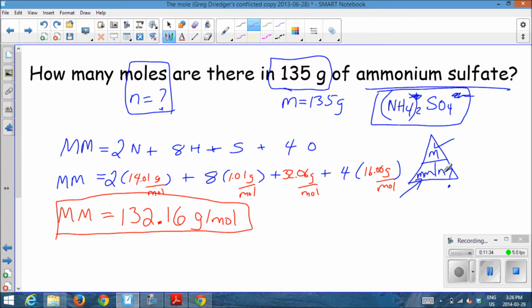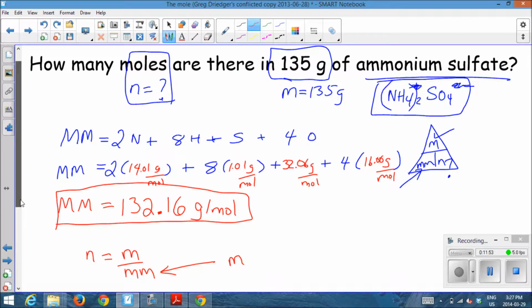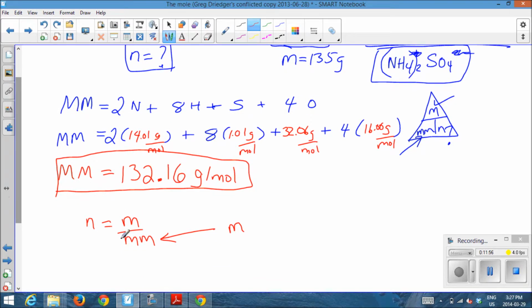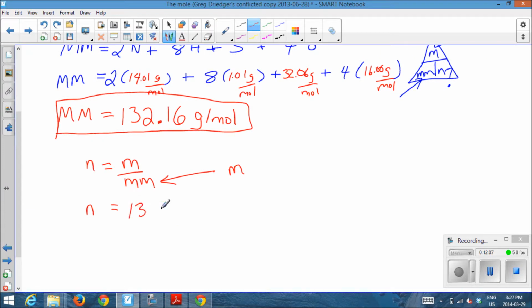To find N, M is over MM, so that means N is going to equal mass divided by molar mass. If you're not in my science class, chemistry students, don't use big MM. Your teacher may prefer for you to just use 1 capital M. But if you are in my science class, obviously, you're going to use the 2 capital MMs there. So we just substitute our values in. We have N, which we're trying to find, which is moles. We have 135 grams. This was given to me in the question. We found the molar mass, which we're going to divide by.